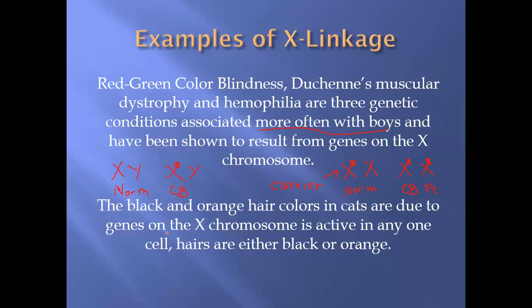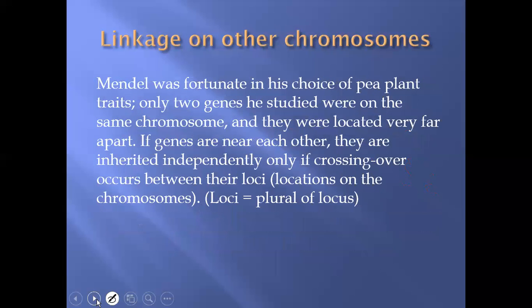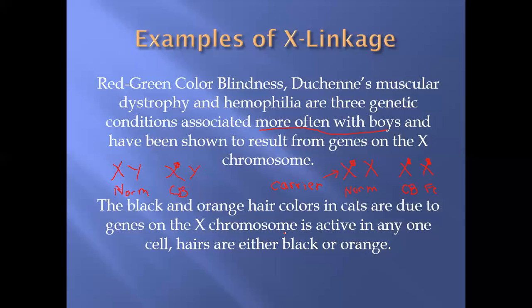Black and orange hair colors in cats are also due to genes on the X chromosome. What that means is that in cats, you should either only have a male that is black or a male that is orange. If you have a male cat and that cat has more than one hair color, it means that your cat is actually a Klinefelter cat. And what that means is that your cat has extra chromosomes. So if you have a male cat that has more than one color, it's actually this genotype. It has an extra X chromosome.